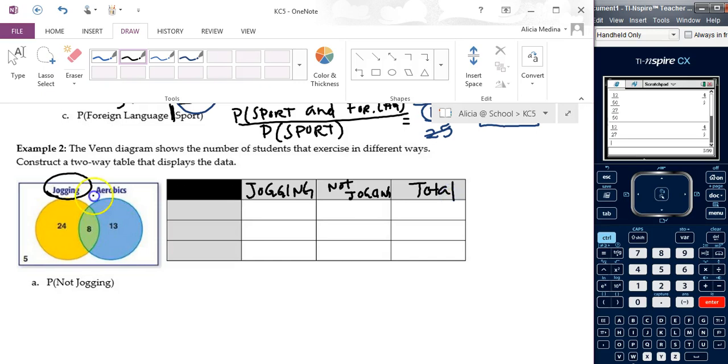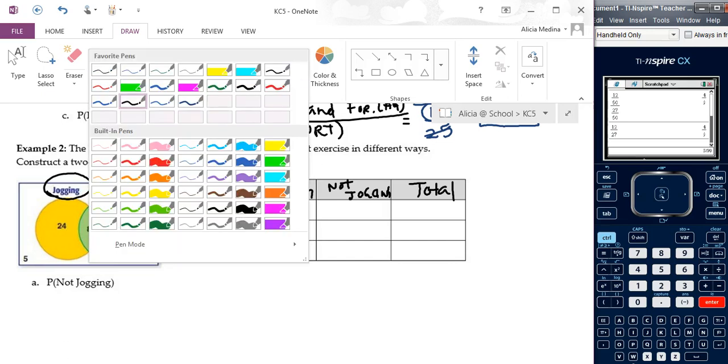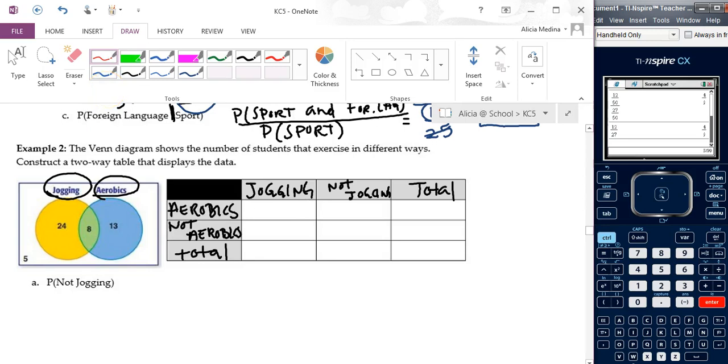And then our other event is going to be aerobics. So they're either doing aerobics or they're not doing aerobics. And again, this is our total right here. So again, I'm going to try to go ahead and figure these out. So if I'm looking at the people that are jogging and also doing aerobics, so they're doing both. That's where they overlap in that middle.